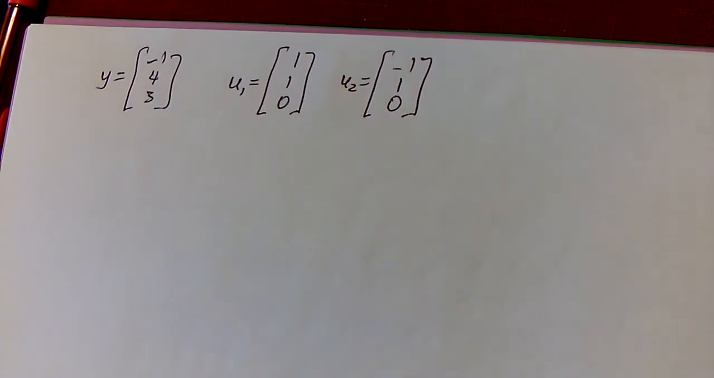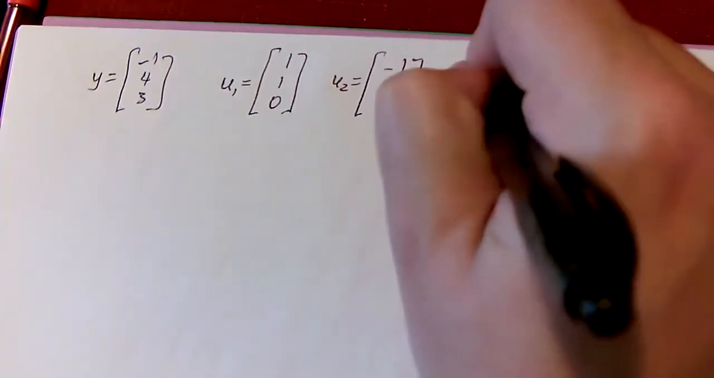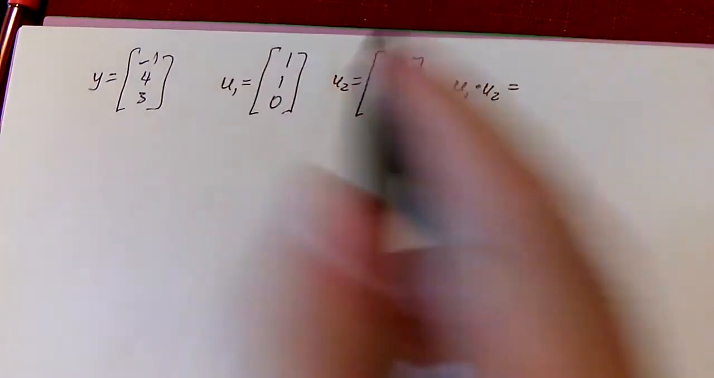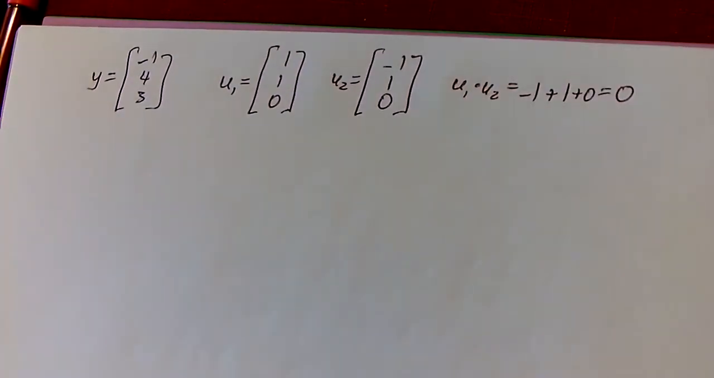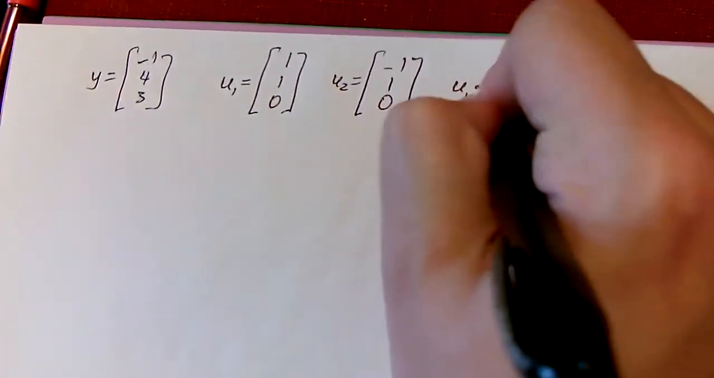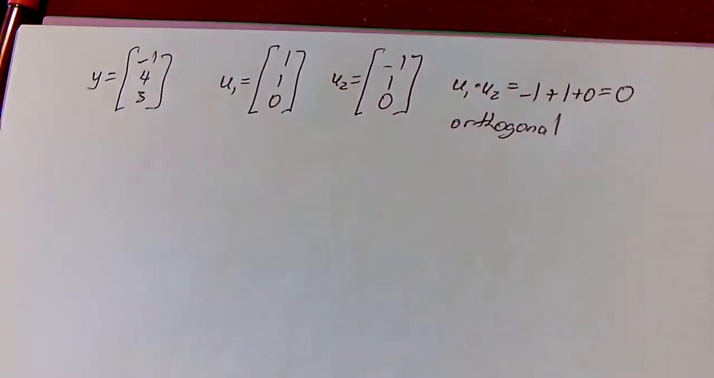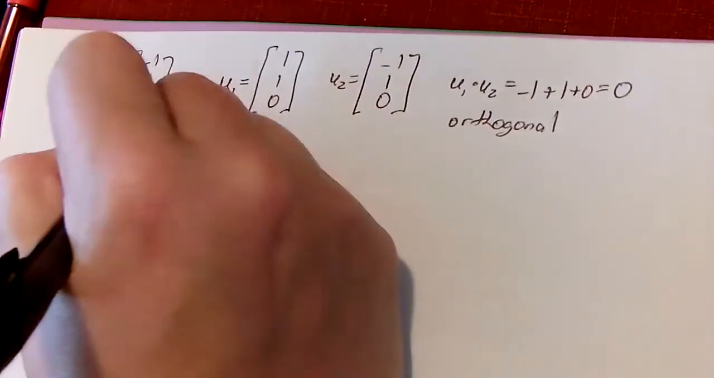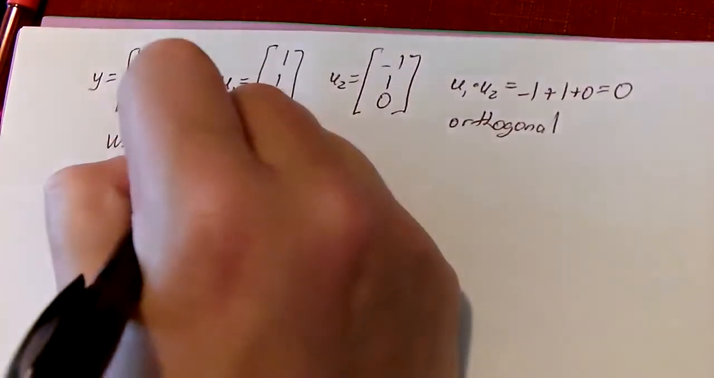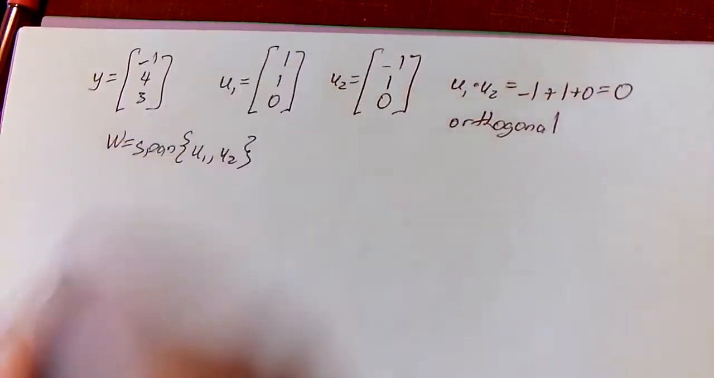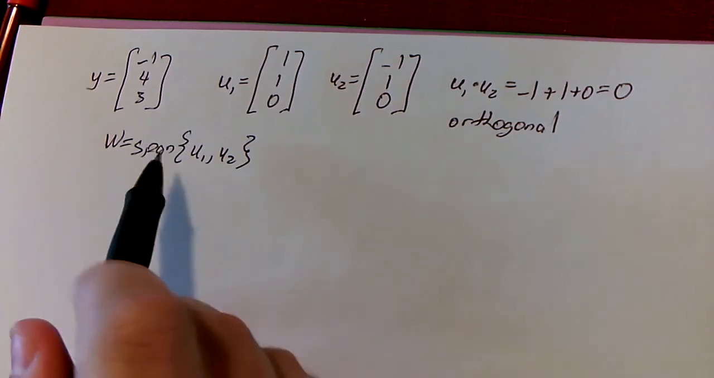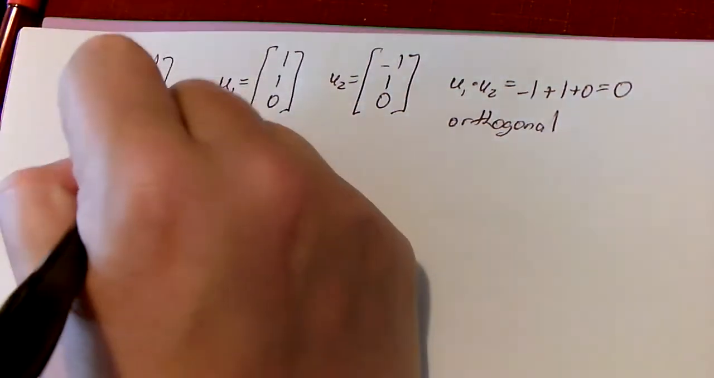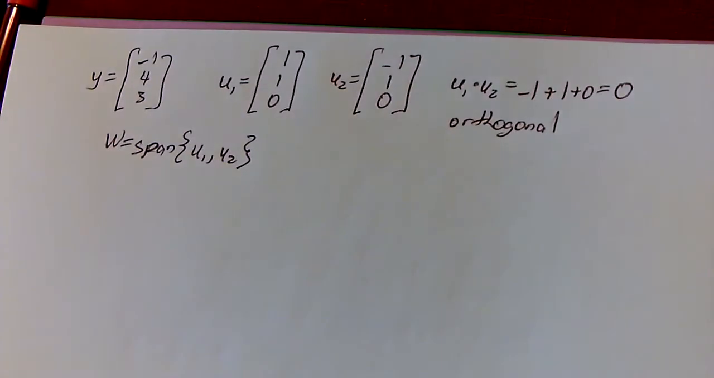Okay. So let's take a look at those vectors U1 and U2. If I do U1 dot U2, I do 1 times -1 is -1, plus 1, plus 0, I get 0. So U1 and U2 are clearly orthogonal. So W is going to be the span of U1 and U2. We know U1 and U2 are orthogonal, which means they're linearly independent. So the span of U1 and U2 will be a basis.